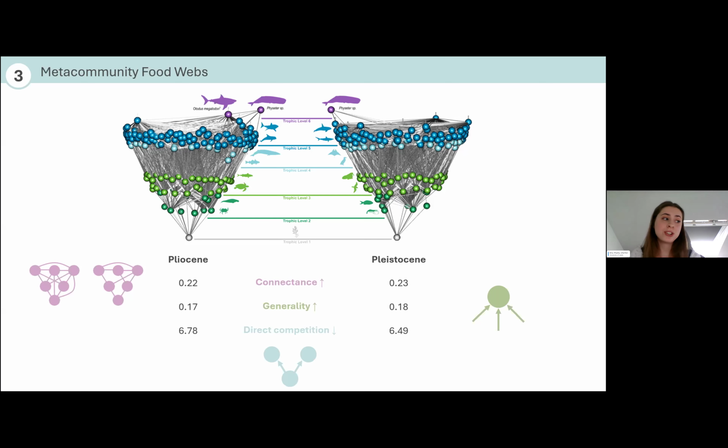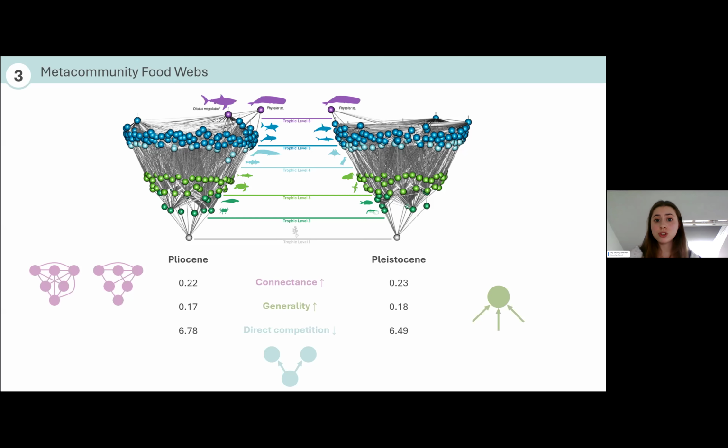When we look at direct competition as well, we actually see this decrease over the extinction event. So fewer predators are competing for the same resource. And we might expect this because a lot of the marine megafauna that went extinct in the Pliocene were predators. So there is some logic to that. However, I just want to point out that the magnitude of these changes is incredibly small.